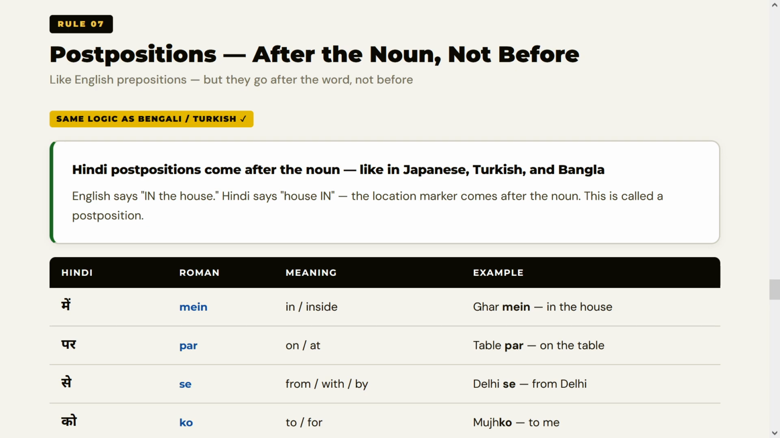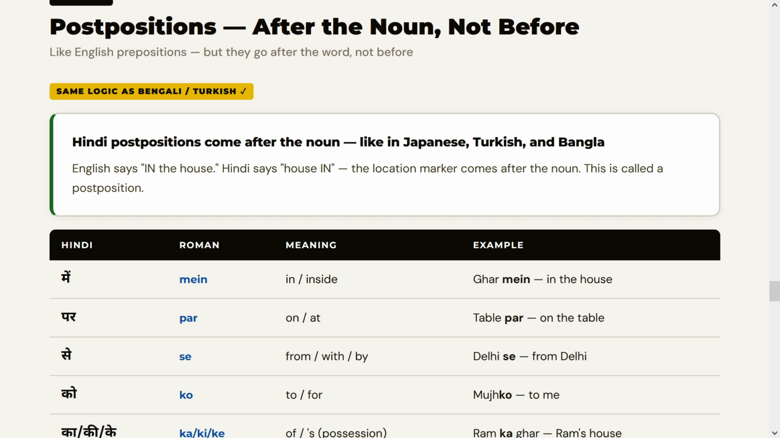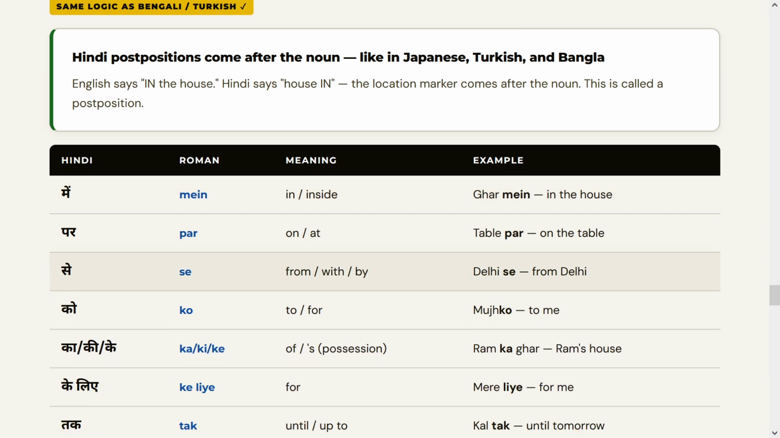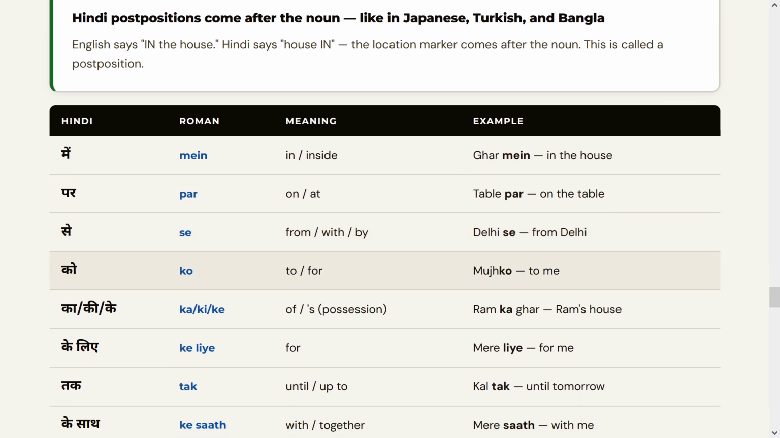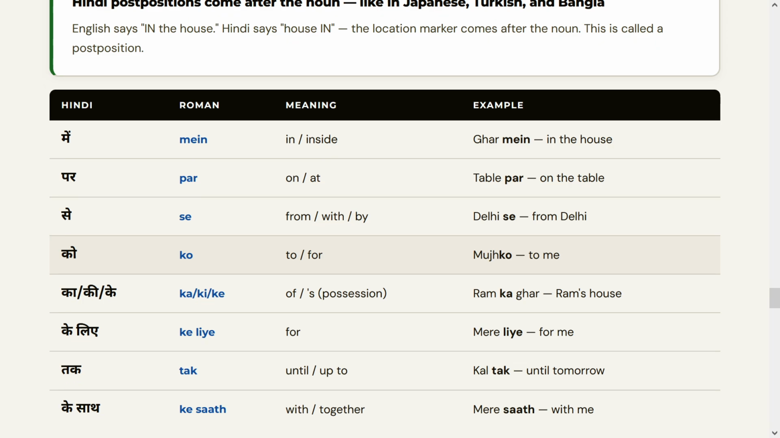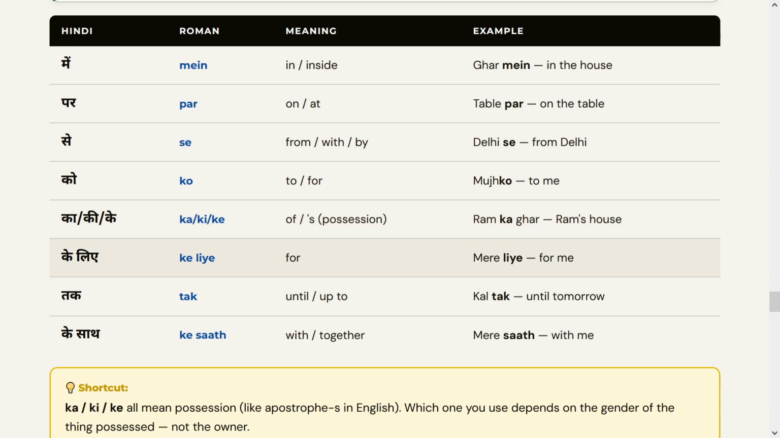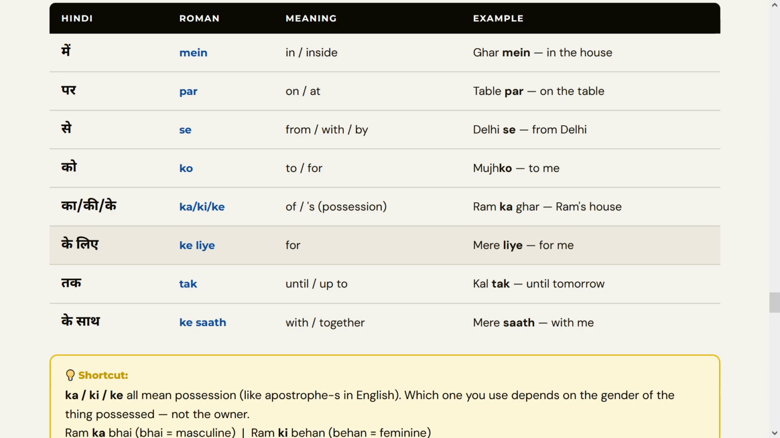If you speak Turkish, Japanese, Korean, or Bangla, you already know this system. It is the same logic. The 8 essential postpositions are on the screen. में means in or inside, घर में. पर, on, at. से, from, with, by. को means to, for. का, की, के, possession. के लिए, for. तक, until, up to. के साथ, with, together.